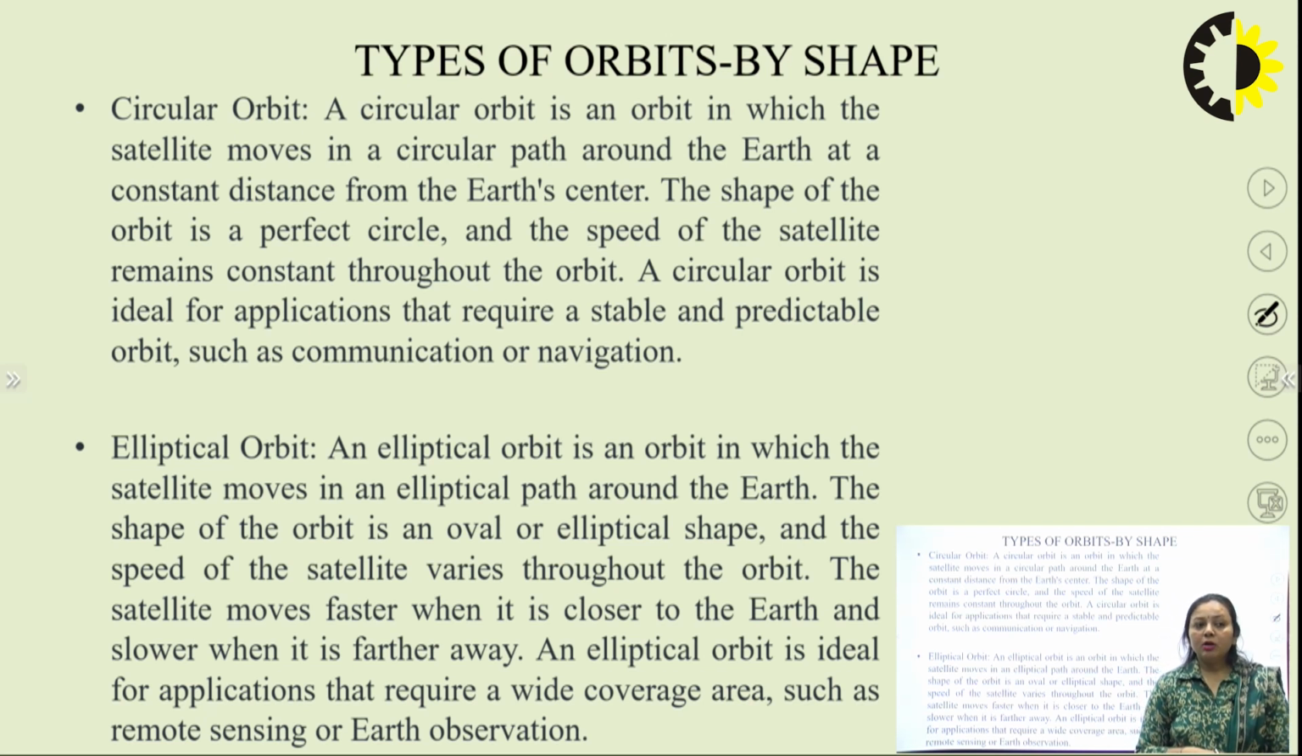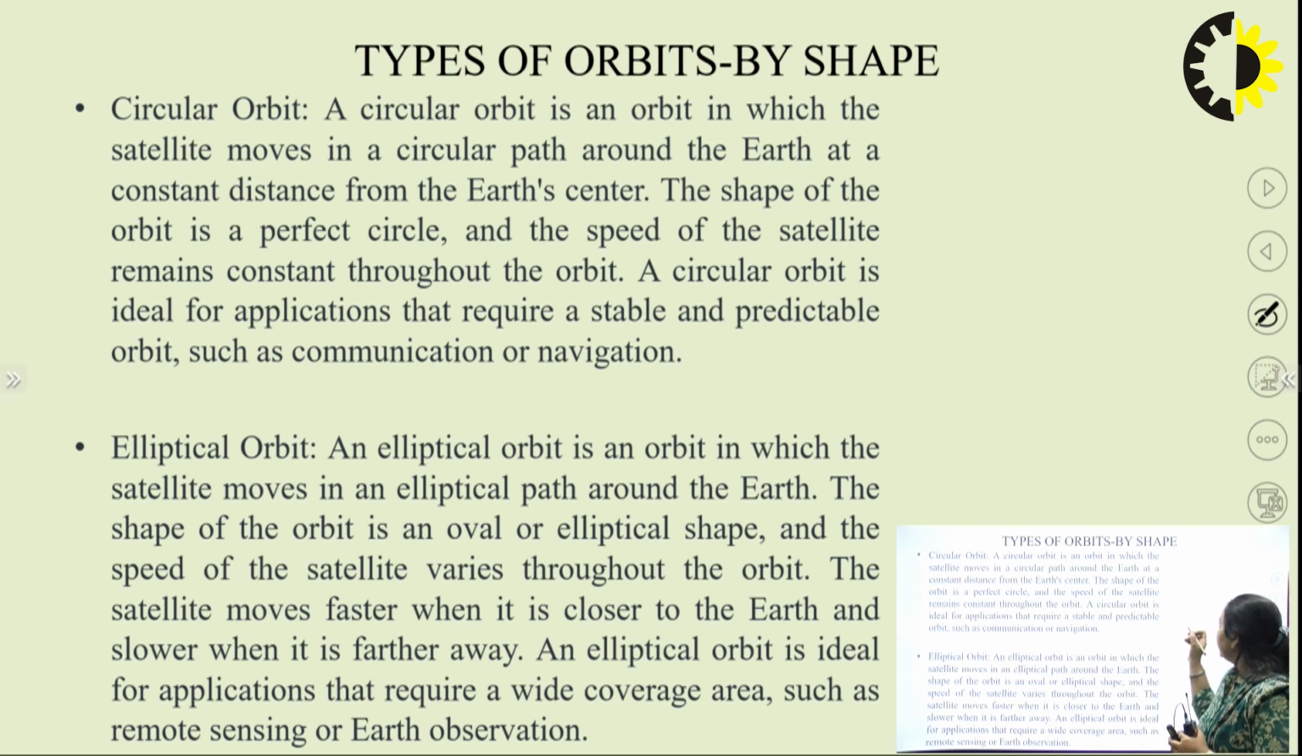While an elliptical orbit is an orbit in which the satellite moves in an elliptical path around the Earth. So, the shape is an oval or elliptical shape, and the speed will also vary. In case of circular orbit, we are at a constant distance from the center of the Earth, but in case of elliptical, somewhere you are closer to the Earth, somewhere you are far away from the Earth. So, we say that the speed of the satellite varies throughout the orbit. The satellite will move faster when it is closer to the Earth and slower when it is farther away.